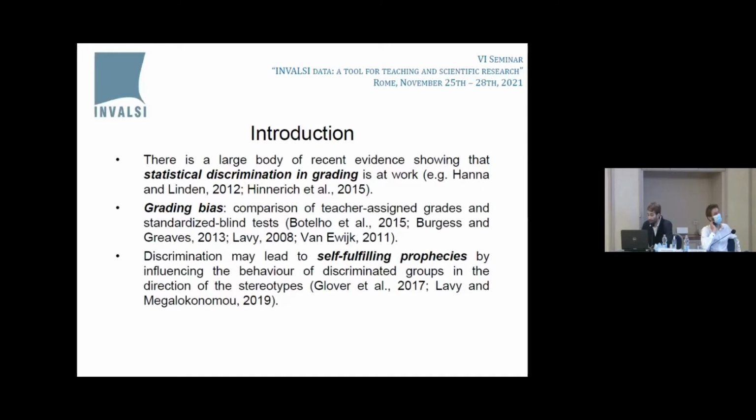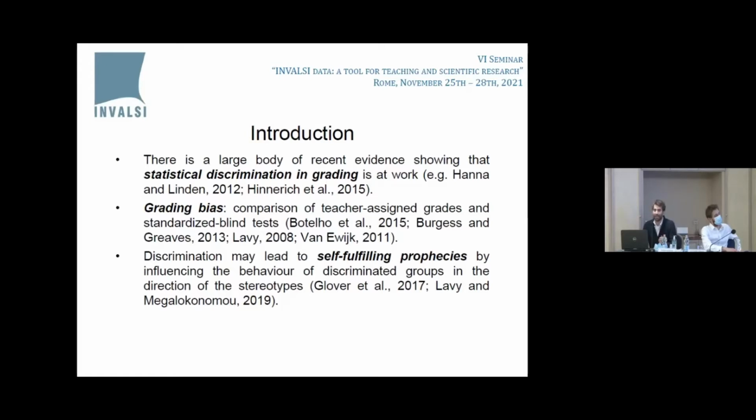The expectation here is that discrimination in general, and this is coming from evidence both from economic and psychological research, can lead to self-fulfilling prophecy, also called the Pygmalion effect, which is the phenomenon such that the stereotype of somebody can affect the behavior of discriminated groups in a way that people that are discriminated will end up behaving in the direction of the stereotype.